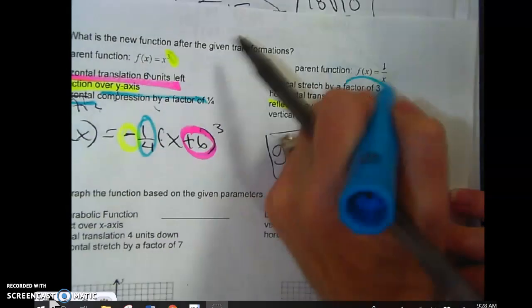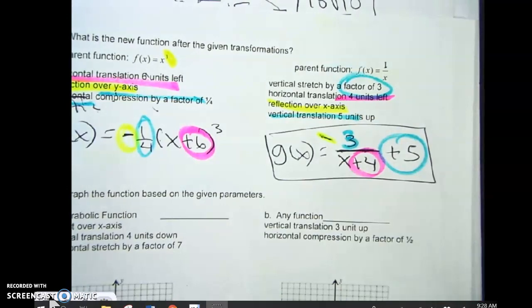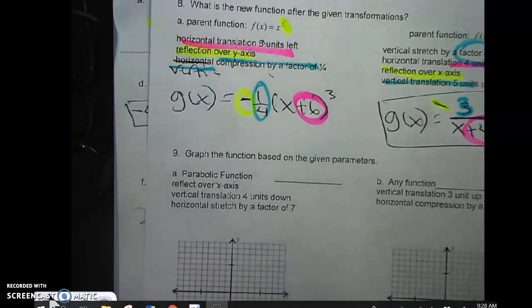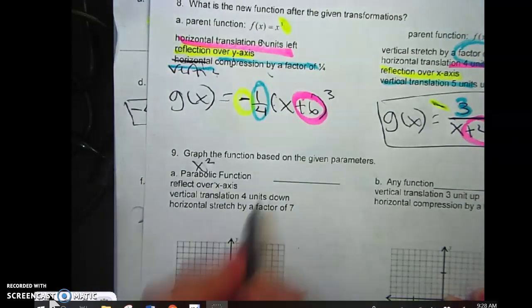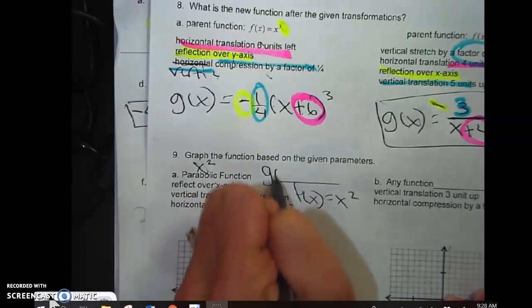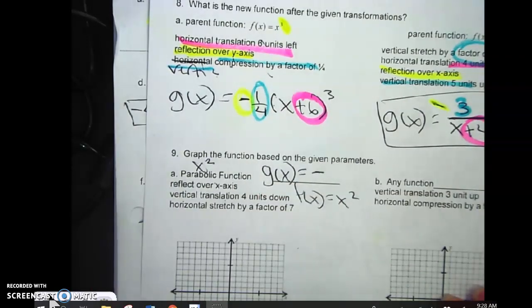Vertical stretch by a factor of 3 and vertical translation 5 units up. Okay? All right, so they want you to use a parabolic function. Parabolic means x squared. So if I know that my parent is f of x equals x squared, I need to do g of x equals. Reflecting over the x really means it's the y.